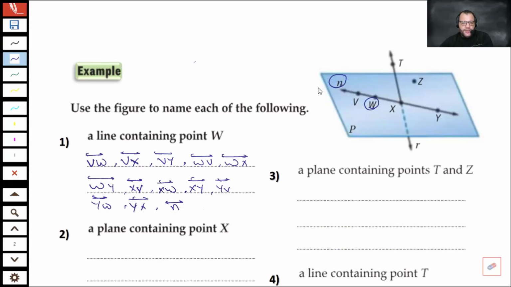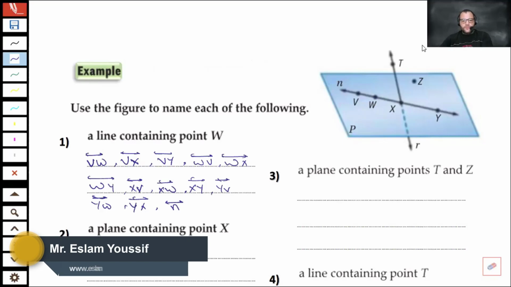We say that the line is defined by any two capital letters, like A, B, or it can be defined by a small letter, like the letter L. So you can say that this line is called AB or BA or a line L. You understand it? So the name of the line could be defined by two capital letters or one small letter. Any problem? No. Okay.